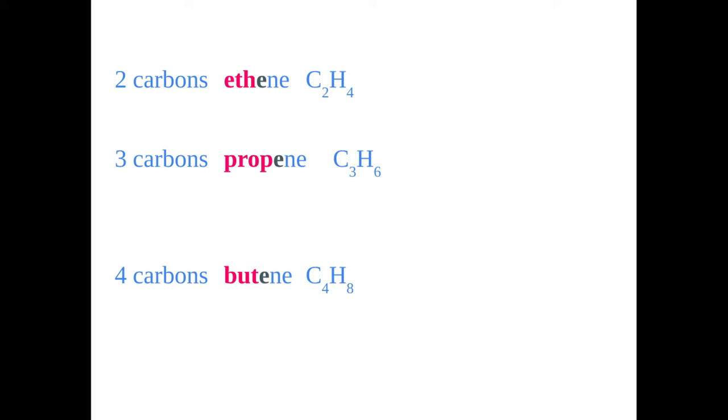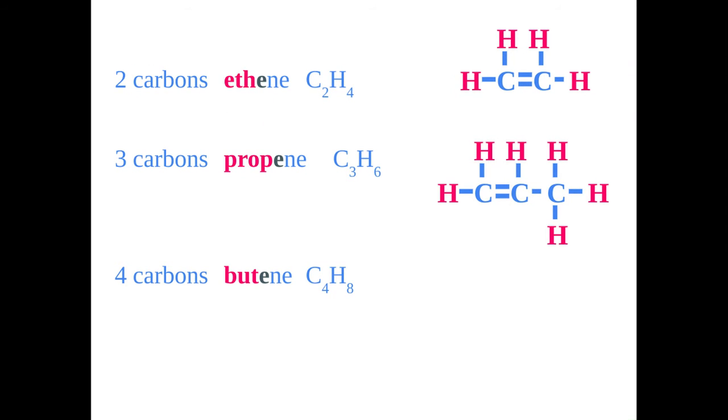Okay, pretty straightforward stuff. So notice all of these formulas here. The number of hydrogens is always double the amount of carbons. So I have carbons 2, hydrogens 4, carbons 3, hydrogen 6, always double. So ethene, eth means 2, ene means there's a double bond. So I've got 2 carbons that are bonded together in a double bond. There is ethene. Propene, exact same sort of thing. We've got 3 carbons and we've got a double bond.